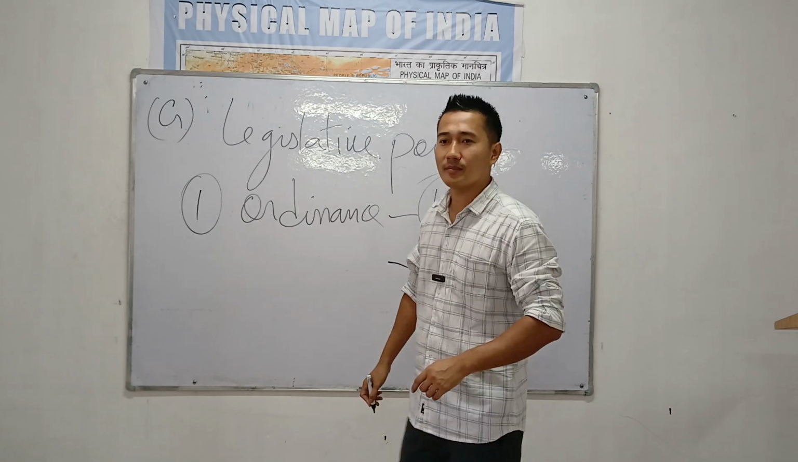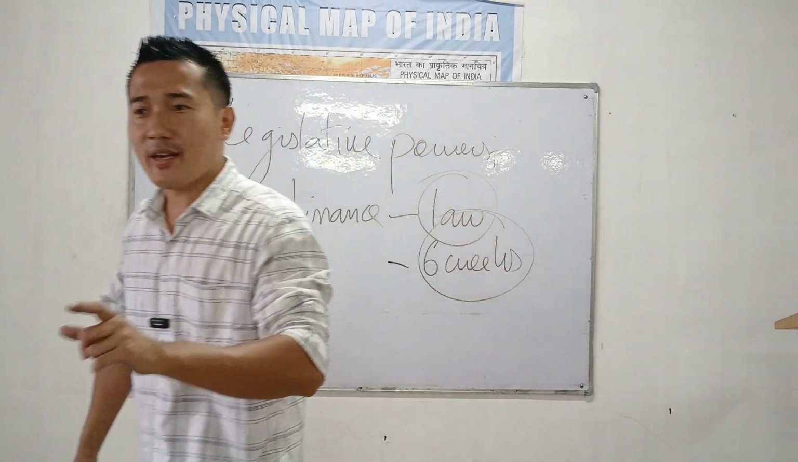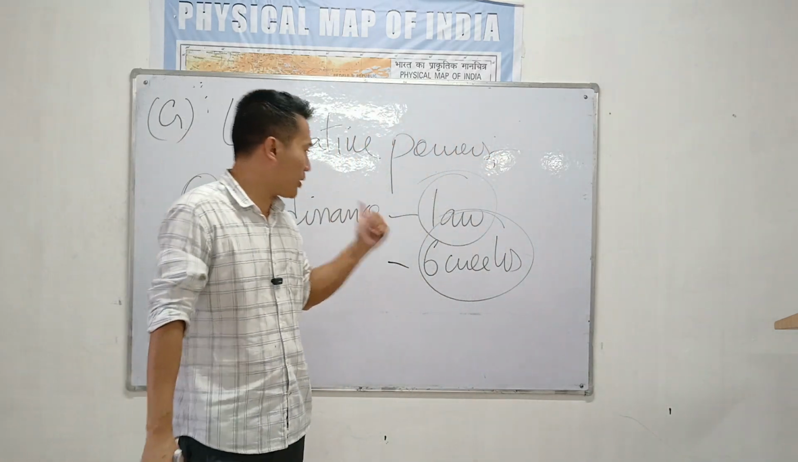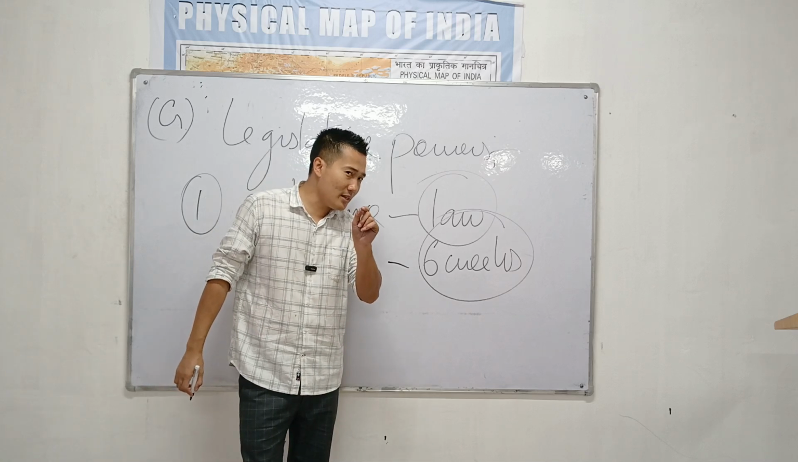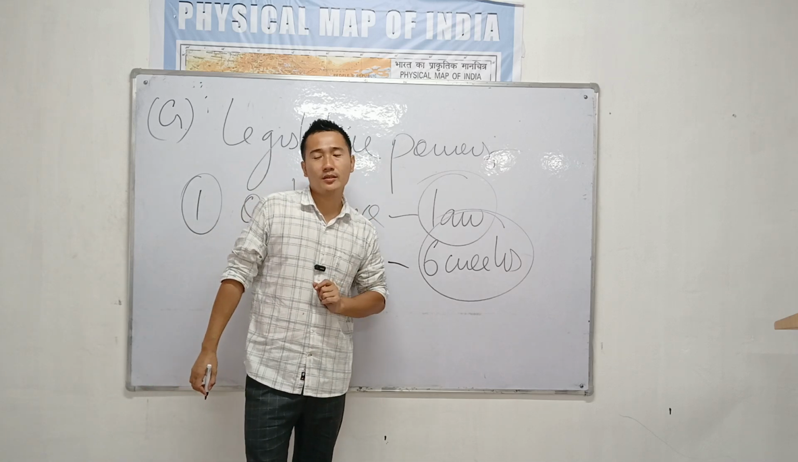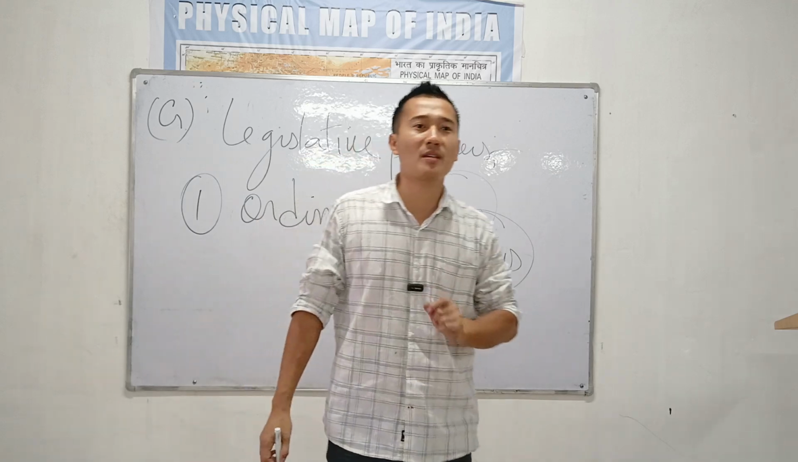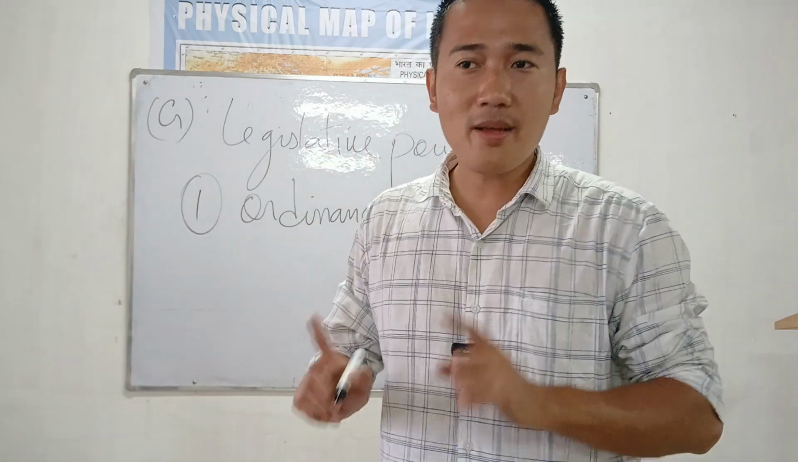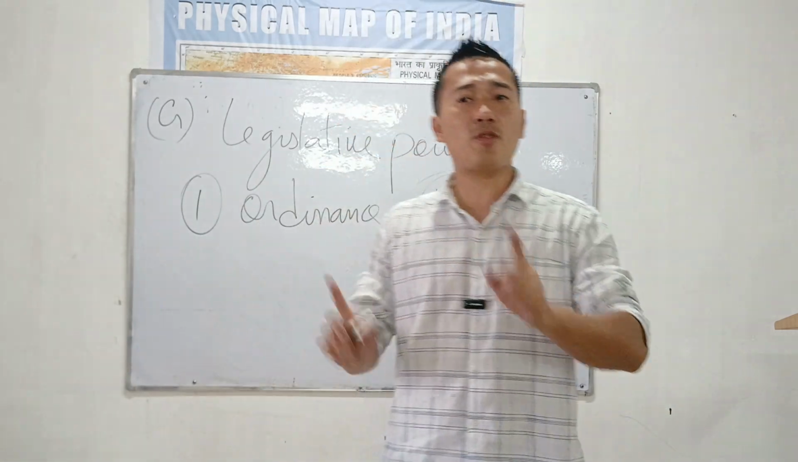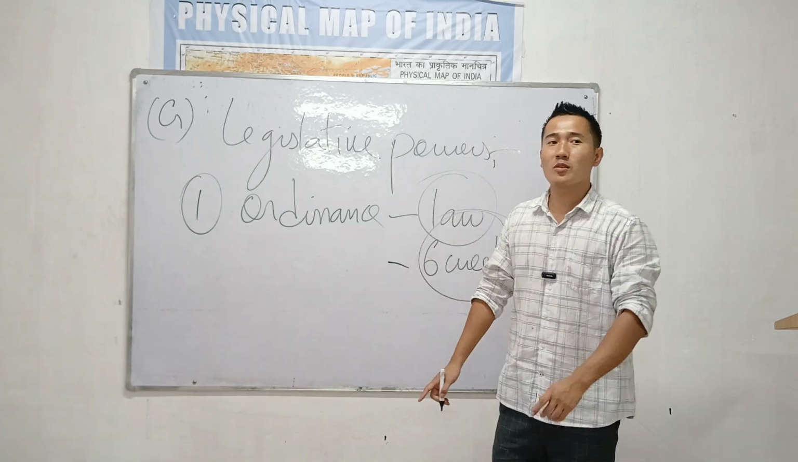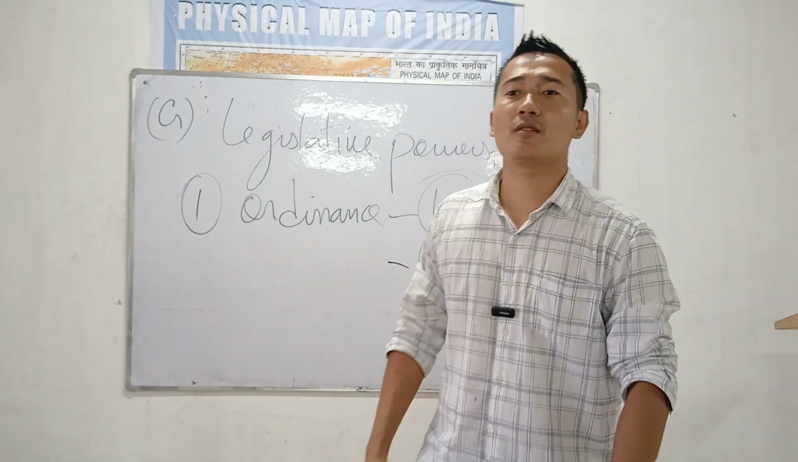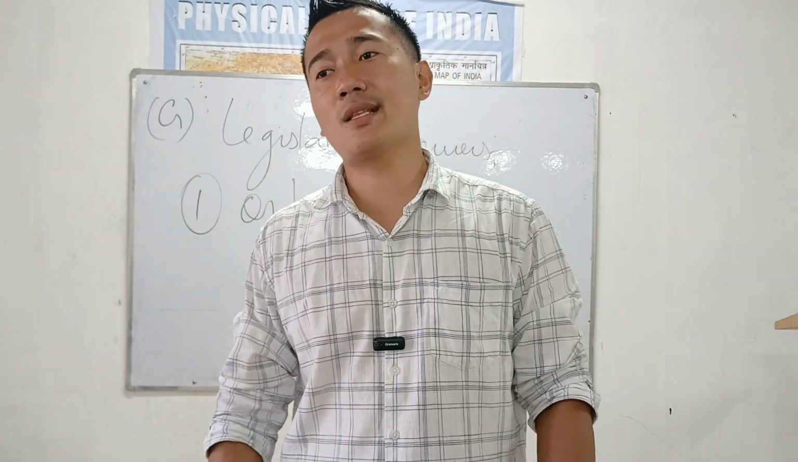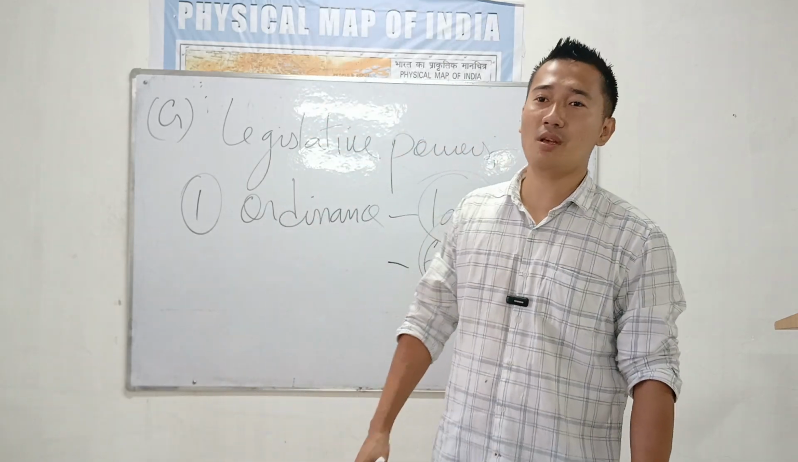This is so important. Within 6 weeks, yesterday I discussed this, today also I am discussing. The ordinance made by the President must be approved by Parliament, both Lok Sabha and Rajya Sabha, within 6 weeks after it reassembles. Or else, that ordinance will not be enforced. It will become useless. So 6 weeks is often asked in exams.